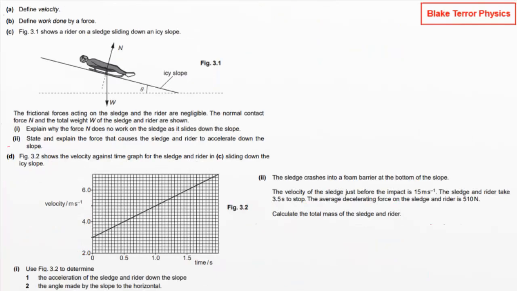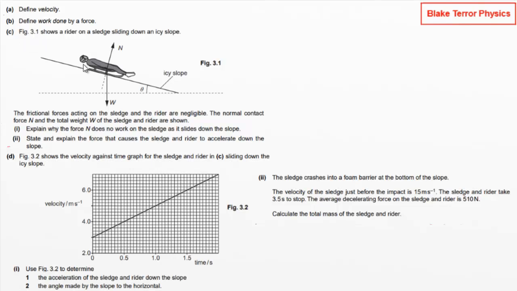Okay, on to what's hopefully a less controversial question. Start with a couple of definitions. We've got define velocity, so rate of change of displacement. You should get familiar with all of those. Define work done by a force. So the work done is the force multiplied by the distance moved in the direction of the force. So they're 2 definitions that should be gimmies.